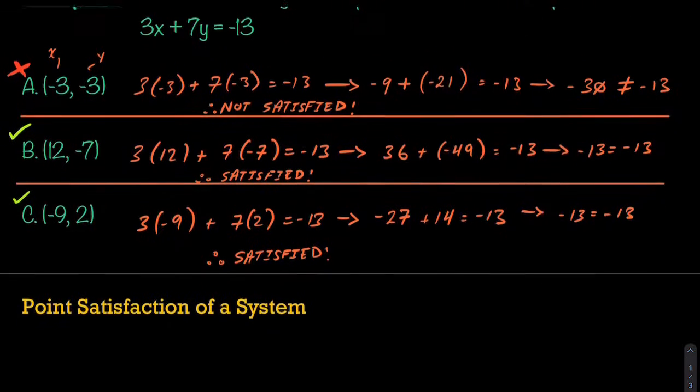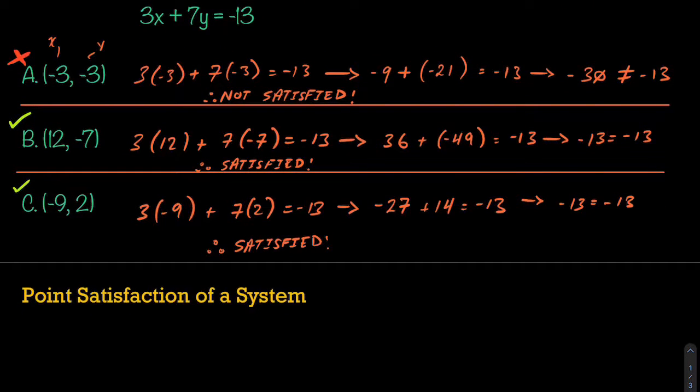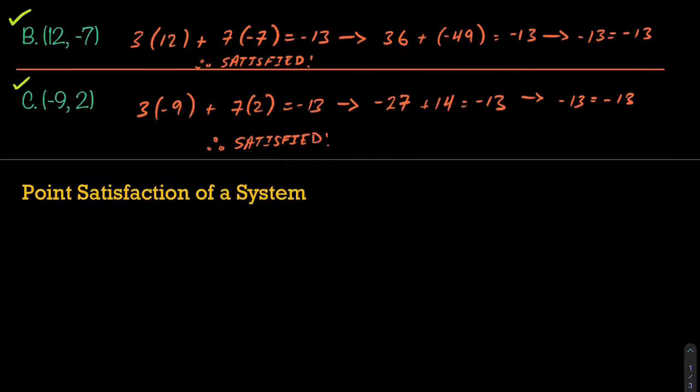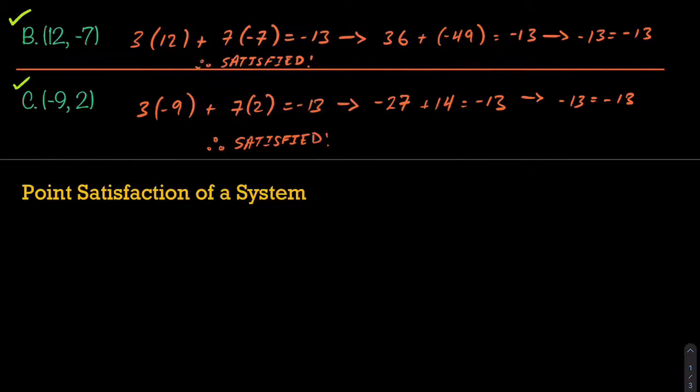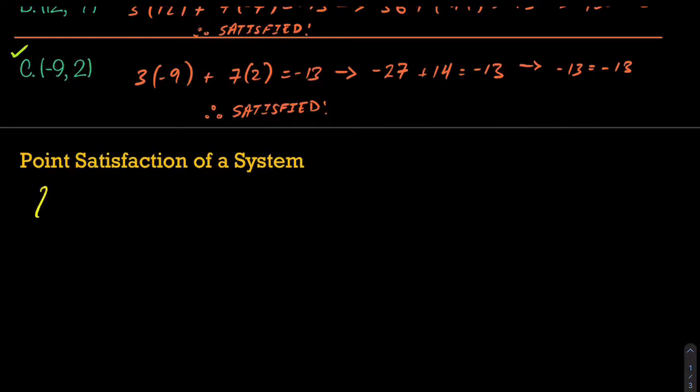Cool. So that's looking at point satisfaction for just one linear equation. Point satisfaction for a system looks a little bit different, and we're going to look at this in two parts. Again, this is just part one. It's very conditional.